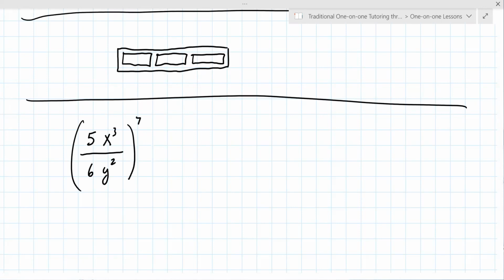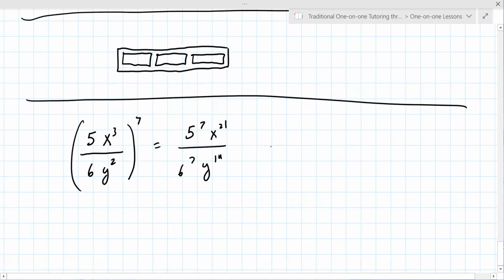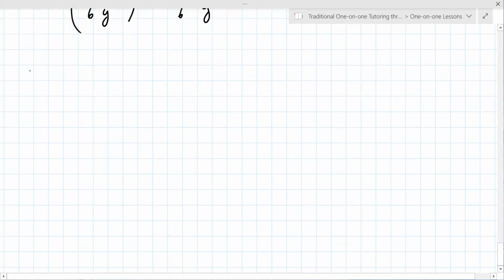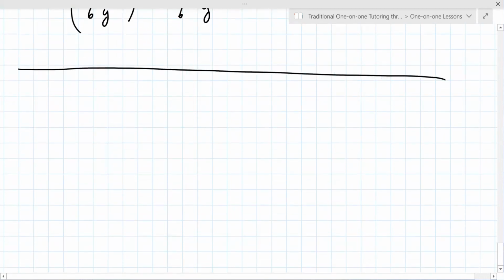Okay. So it would be 5 to the 7th, x to the 21st over 6 to the 7th, y to the 14th. Perfect. Very good. All right, so now we're going to look at something slightly different, but related. Let's say I do this. I write -1 over x to the power of 3.